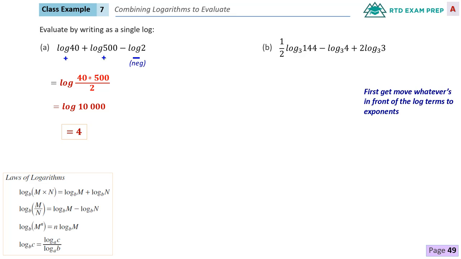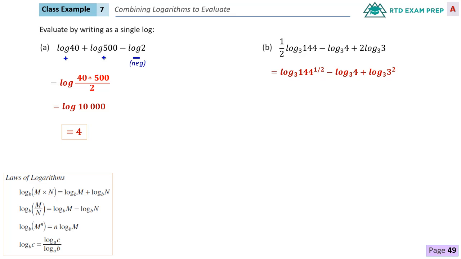In part B, we first have to treat the coefficients of 1/2 and 2 by raising them as exponents of the arguments. Now that we have the 1/2 as an exponent on 144 and the 2 as an exponent on the 3, we can combine these terms.